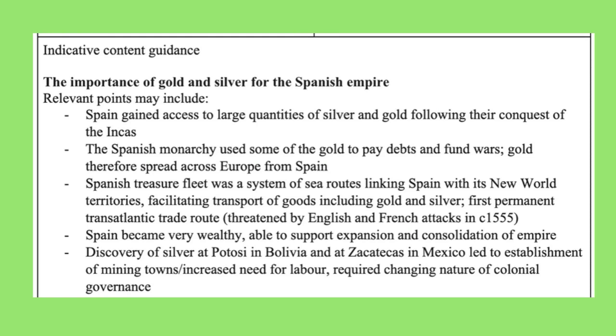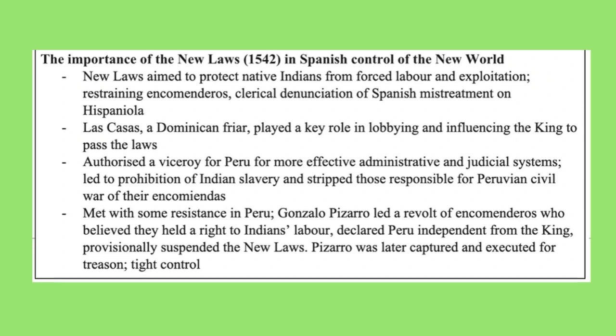One point you could have made was that Spain gained access to large quantities of silver and gold following their conquest of the Incas. However, we need to now explain that in more detail to show how that links the two elements of the question together and why it was important. So you could, for example, say that the Spanish monarchy used some of the gold to pay debts and fund wars, allowing gold to spread across Europe from Spain. This shows developed thinking. You've analysed the demands of the question and you've used your own knowledge to evidence your points.